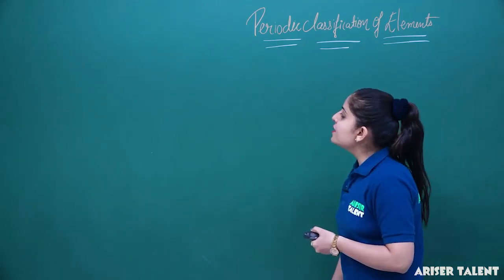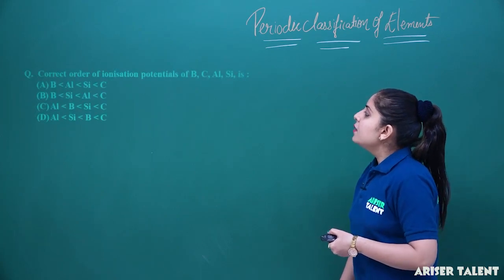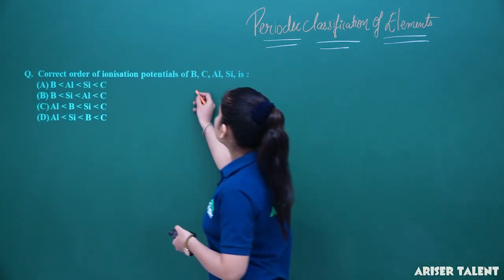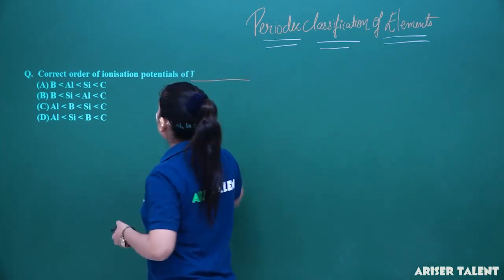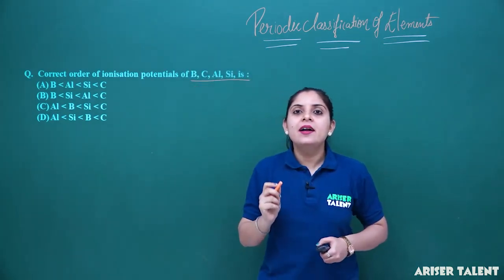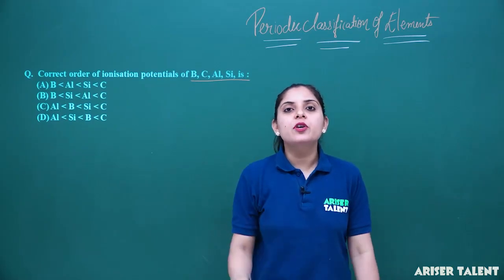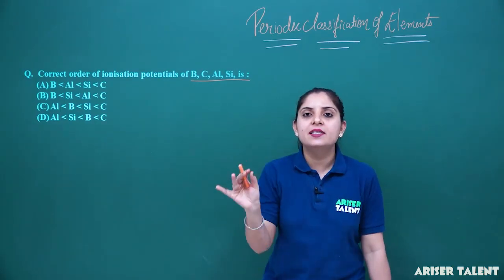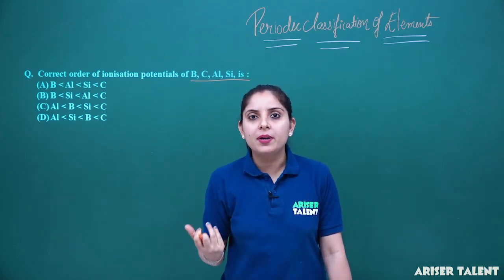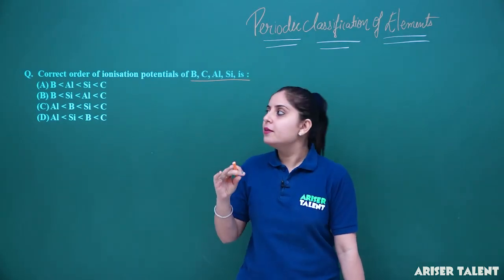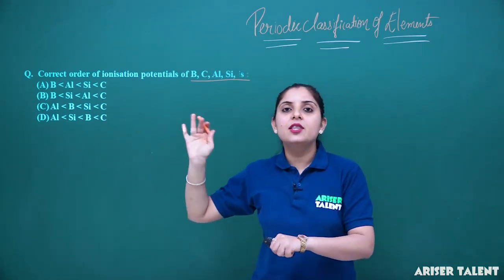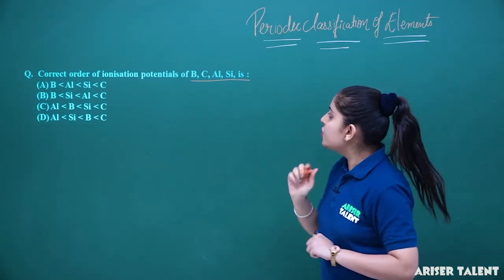Our first question in this series will be: correct order of the ionization potential of these elements. Now, I have discussed earlier that such types of questions are usually asked in the exam about the increasing or decreasing order in the periodic property. It means about the periodic trend. So, we have to arrange these elements in the order of their ionization potential.